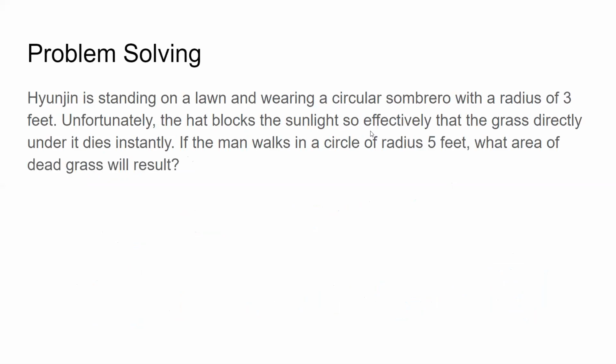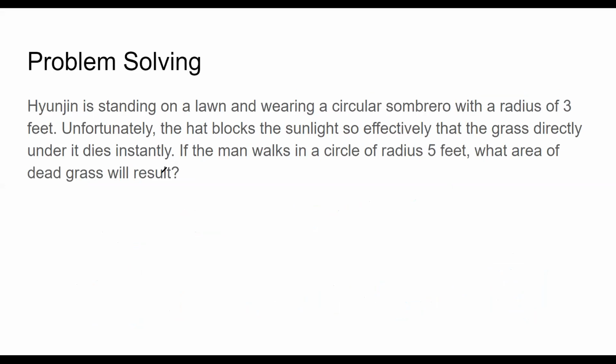Okay. This one's a bit more interesting. Hyunjin is standing on the lawn and wearing a circular sombrero with a radius of 3 feet. Unfortunately, the hat blocks the sunlight so effectively that the grass directly underneath it dies instantly. If the girl walks in a circle of radius 5 feet, what area of dead grass will result?